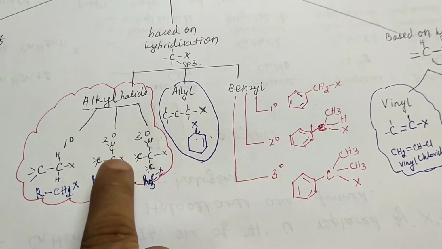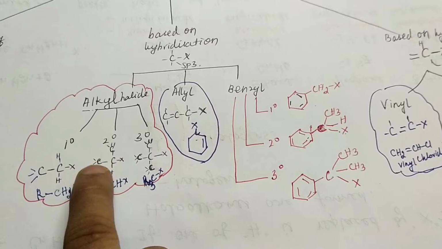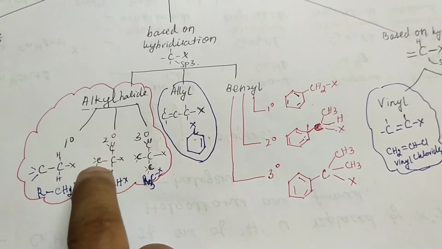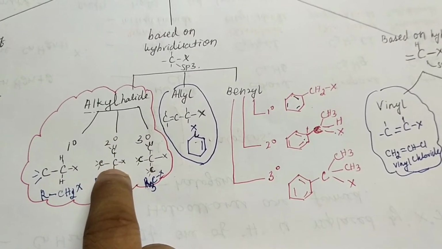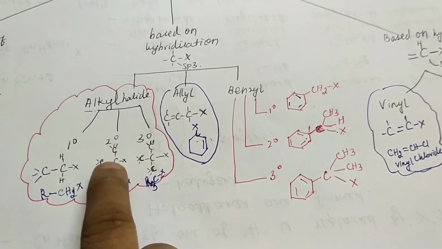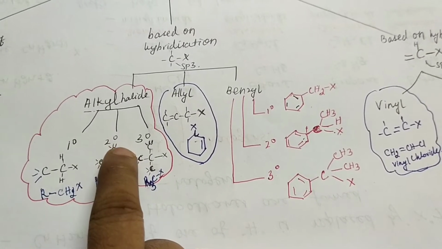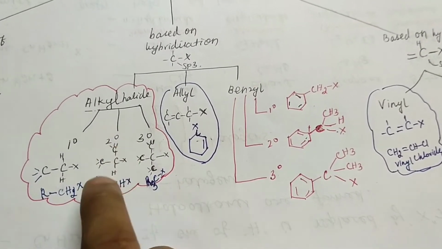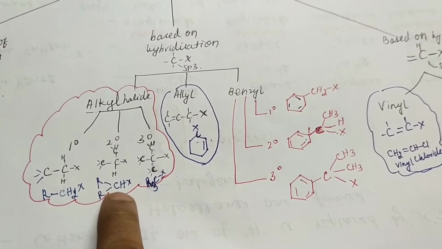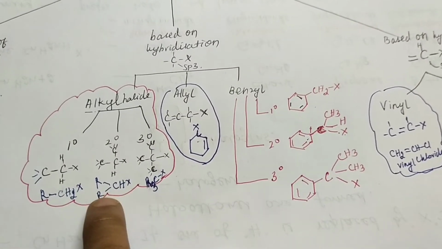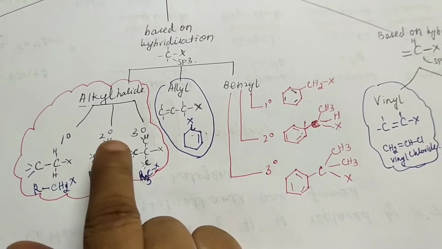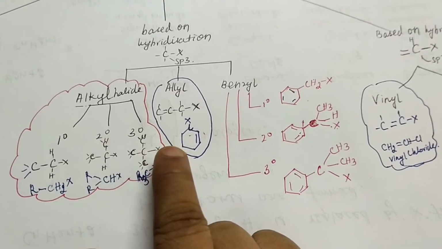Next, secondary. The halogen attached carbon is in turn attached to two other carbons. Of the 4 valencies of the carbon, one is with the halogen and the other 2 are definitely with carbon. Then it is called secondary. So it is R2CHX. R2CHX is secondary.